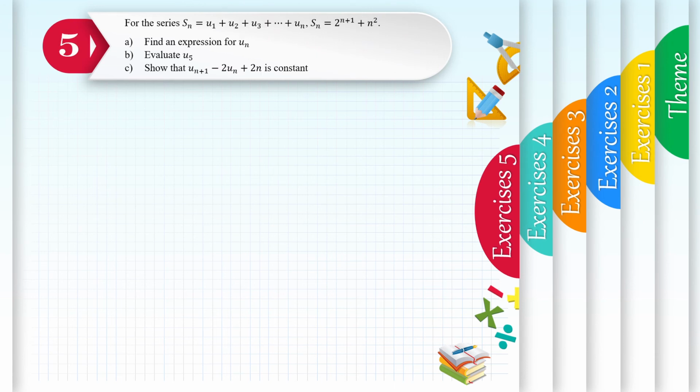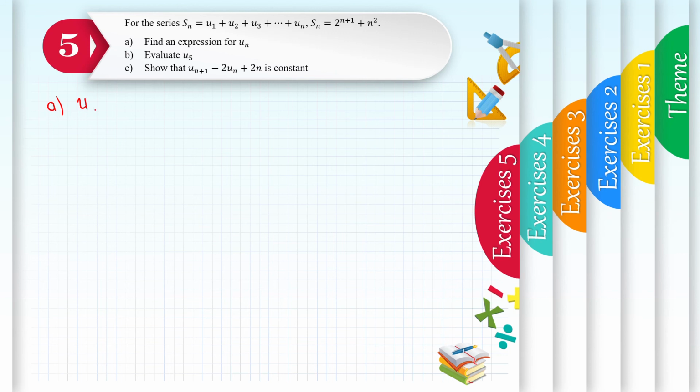So in exercise number 5 we have the series S_n equals u_1 plus u_2 plus u_3 plus so on up to u_n, where S_n is equal to 2 to the power n plus 1 plus n squared. And we are asked to find an expression for u_n, to evaluate u_5, and to show that u_(n+1) minus 2u_n plus 2n is a constant. So let's start with point A.